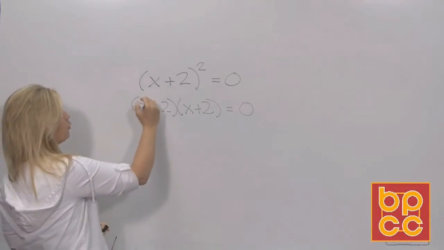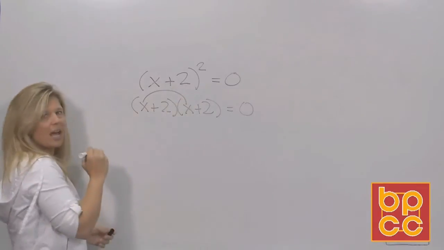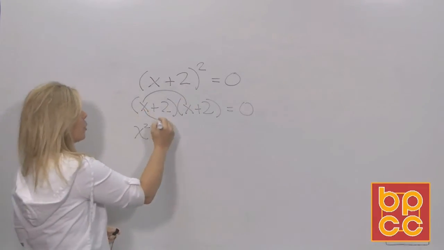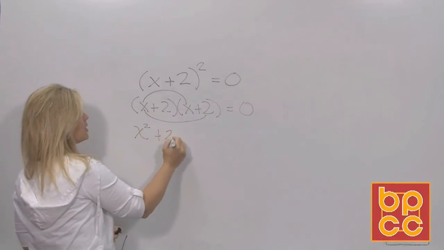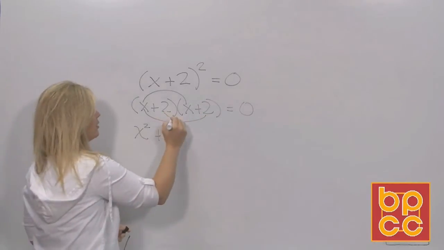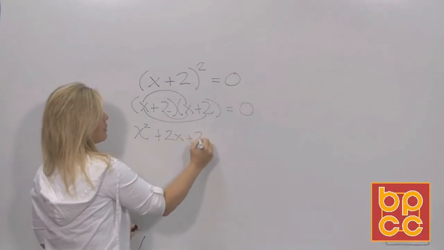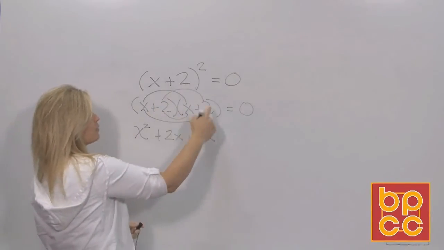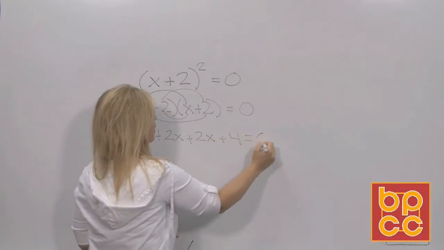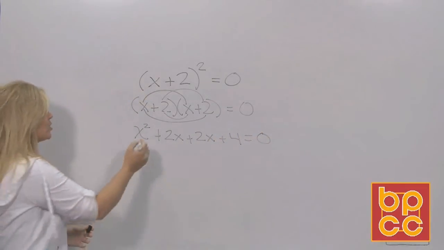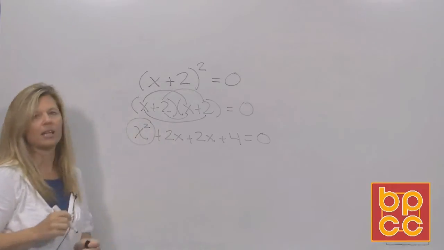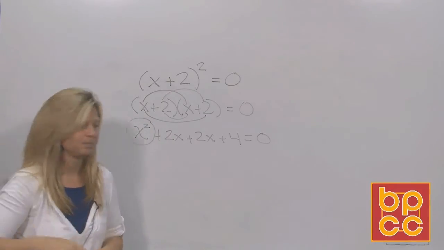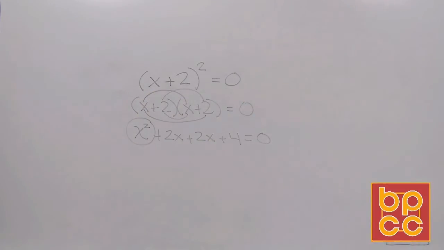And as soon as we do FOIL, F means first, x times x is x squared. There's the square. If we do our outers, x times 2 is positive 2x. If we do our inners, positive 2 times x is positive 2x. If we do our last, positive 2 times positive 2 is positive 4. And if we look now at our equation, we see the highest exponent is the x squared, and that's what makes it quadratic. Okay, let's go back to our notes.